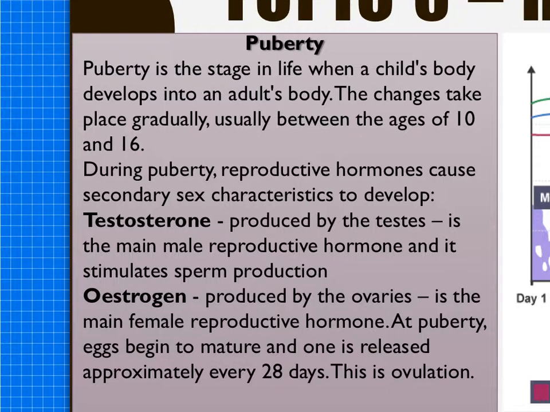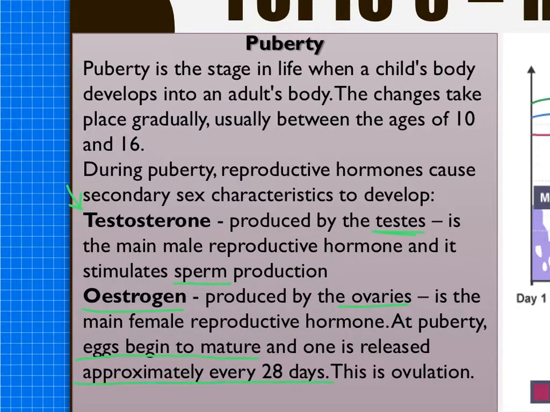So moving on to hormones related to puberty and also the menstrual cycle. So puberty is a change in life that means that a child's body develops into an adult's body, and you need to know about the fact that it's hormonal changes that occur, and that makes the sexual characteristics develop. So testosterone is produced by the testes, and it is the main hormone that stimulates sperm production. And then in females, estrogen is produced by the ovaries, and at puberty eggs begin to mature, and one is released approximately every 28 days.